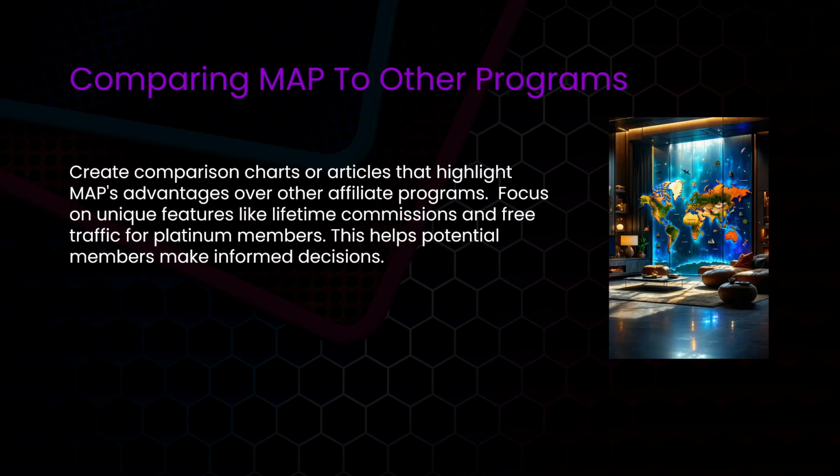So comparing MAP to other programs, this is another way of creating content. It's a specific way where you create charts or articles that highlight MAP's advantages over other affiliate programs. Focus on unique features like lifetime commissions and free traffic for platinum members. This helps potential members make informed decisions. And this is something that you could see from even software sites. You could see whether it's G2 or even Zapier, you'll see them comparing themselves to other systems, and you could do the same thing with MAP.